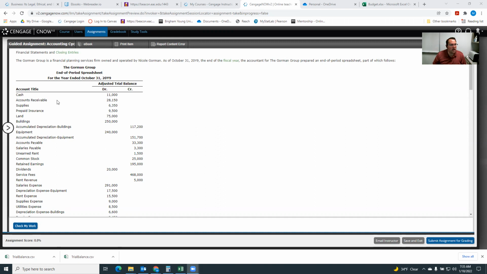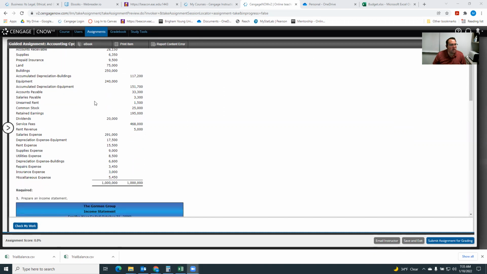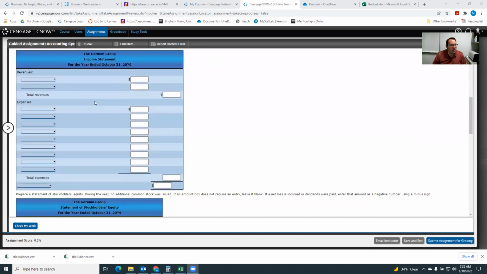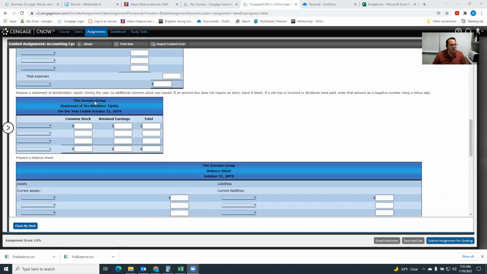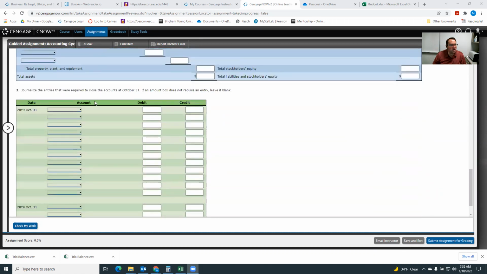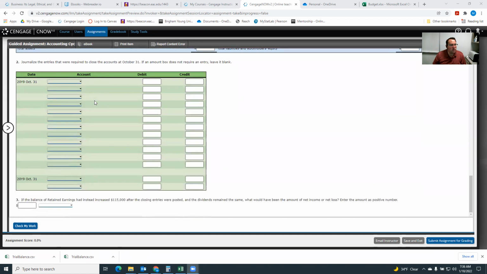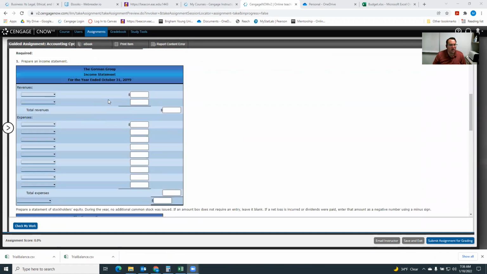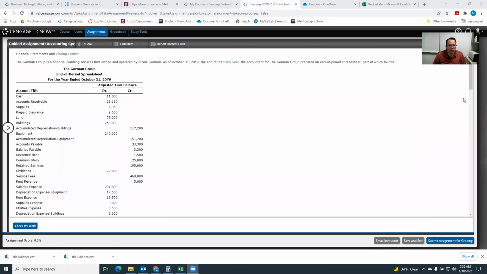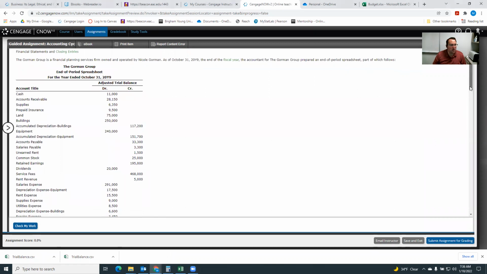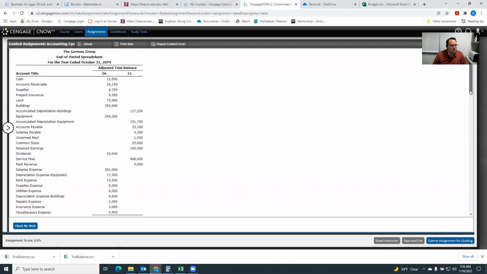It gives us, let's see, this is the Gorman Group. They're a financial planning services firm. And this is an end of period spreadsheet. Looks like an adjusted trial balance. And then they want us to prepare an income statement, a statement of stockholders' equity, a balance sheet, and then journalize the closing entries. So we can do that. This is just a review of all the things we learned, not all of them, but the big things we learned in Accounting 1.